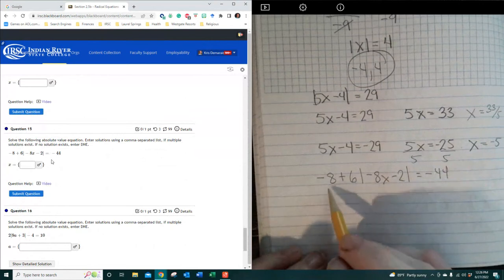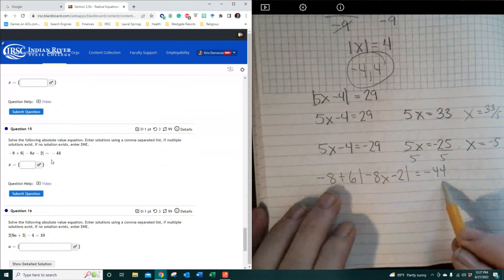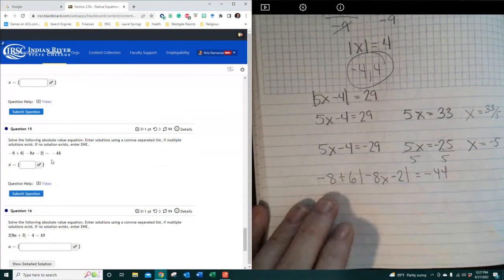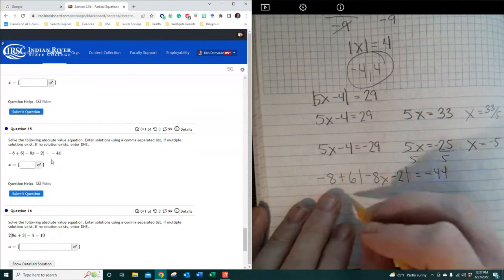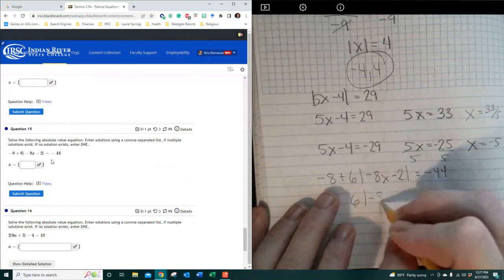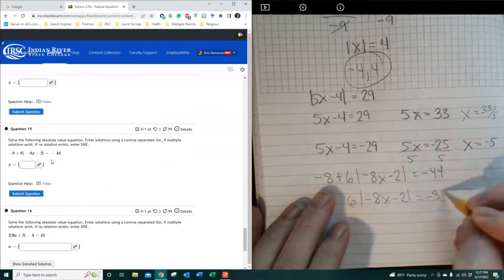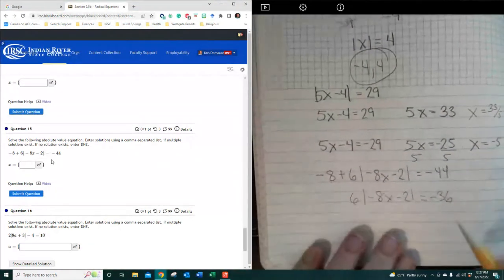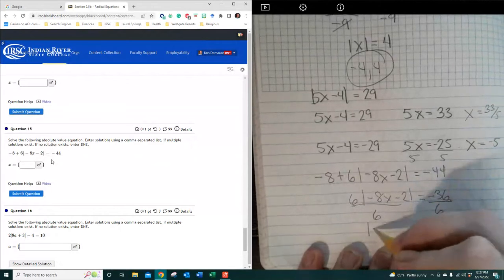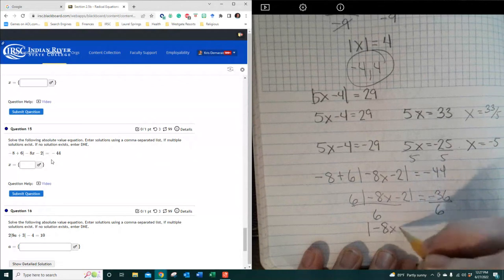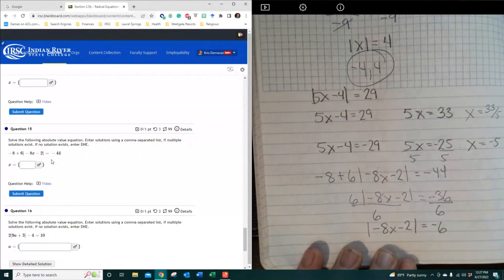So here we go ahead and add 4 to both sides, or not 4, excuse me, add 8 to both sides. I'm seeing the 4s here. So adding 8 to both sides, you're going to get this. All right, we get negative 36. Divide both sides by 6. And you get this negative 6.